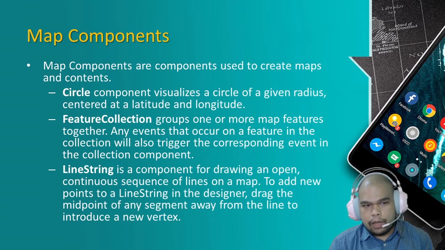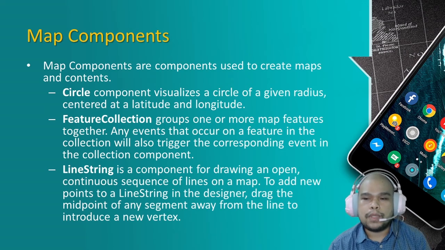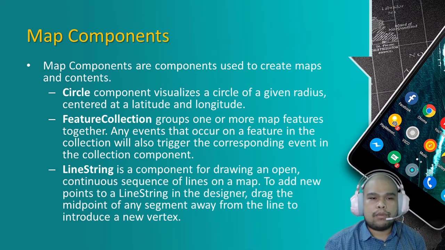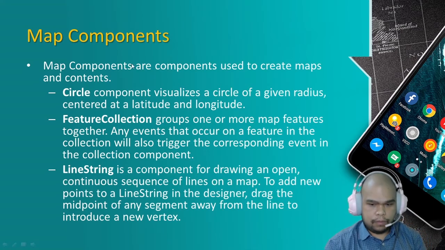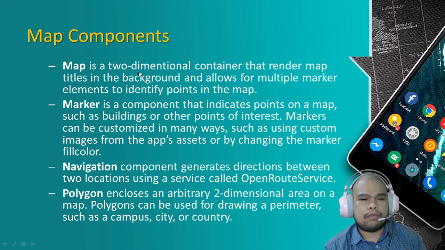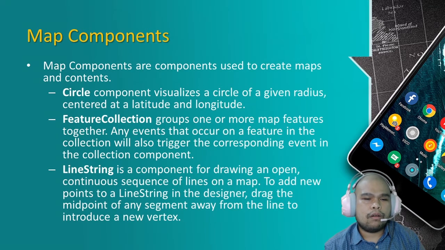Now, next is we have the map components. So, map components are components used to create maps and the contents na makikita natin dun sa map. So, here are some of the components under map. So, we have circle, feature collection, line string, map, marker, navigation, polygon, rectangles. Okay. So, circle is a component that visualizes a circle of a given radius centered at a latitude and longitude.